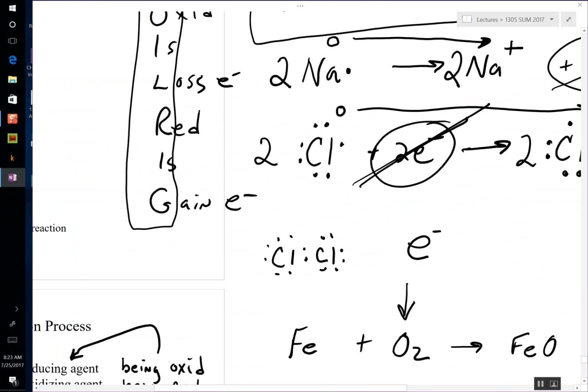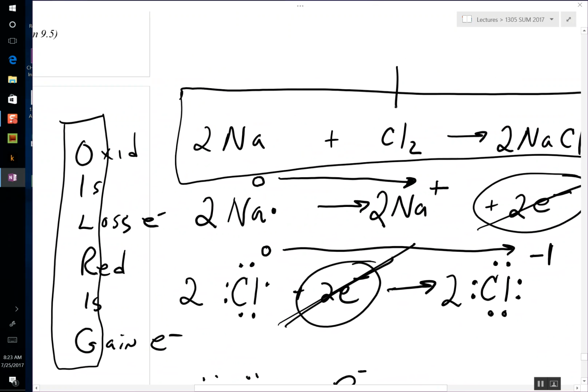But what you're seeing right here is chlorine. Chlorine can act like oxygen. It can gain electrons and be the oxidizing agent. Fluorine, bromine, and other substances can gain electrons and be the oxidizing agent.